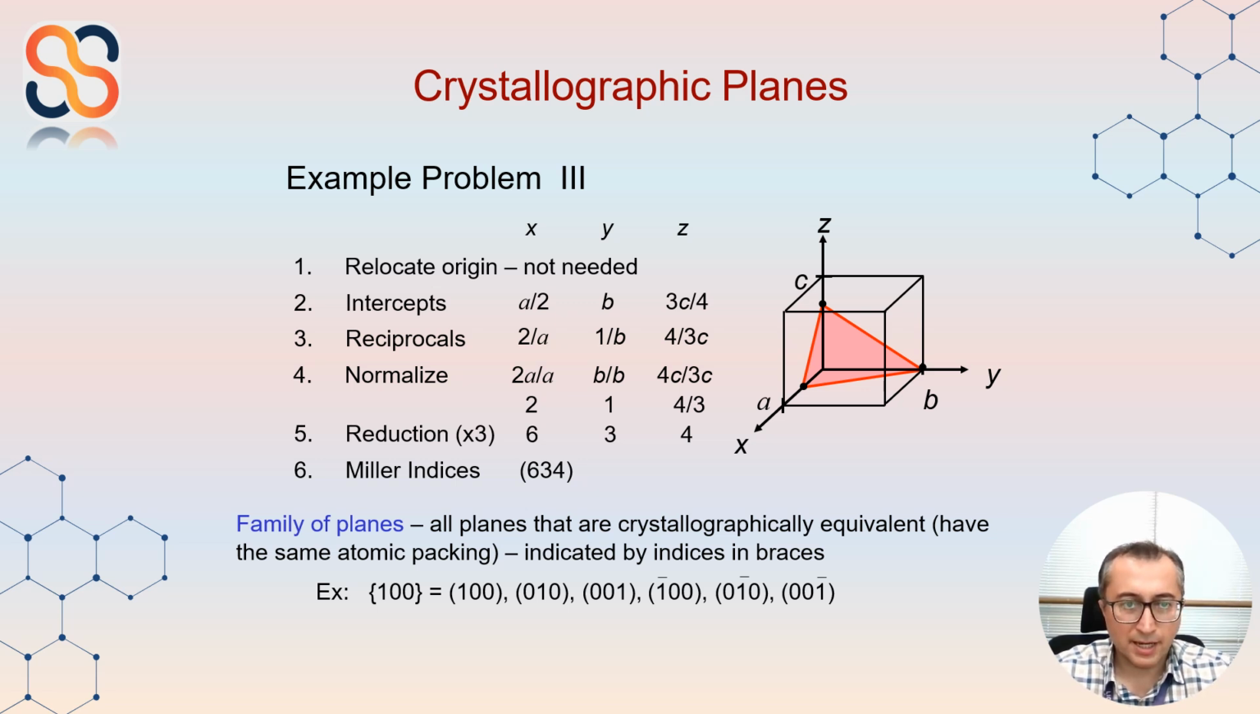Let's explore another example. Again, no need for relocating the origin. Intercepts of the plane with the axis are a over 2, b, and 3c over 4. So, after calculating the reciprocals, we have 2 over a, 1 over b, and 4 over 3c. By normalizing them, we will get 2, 1, 4 over 3. So, how about a reduction to smallest integers? The values are going to be 6, 3, and 4 after multiplying by 3. So, the Miller indices for this plane are (6 3 4). The family of planes includes all planes that are crystallographically equivalent, indicated by indices in braces.